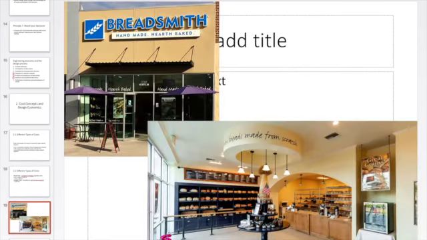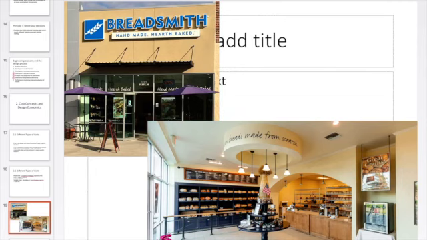So let's take a look at this example. This is the bread shop just on Hardy Street. It's called Bread Smith's, and that's my favorite bread shop in town. So just think about the cost of running a business like this.